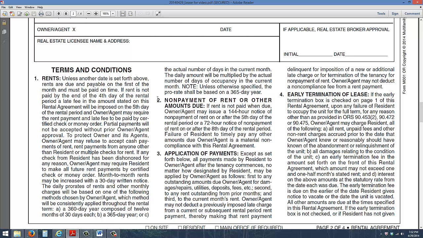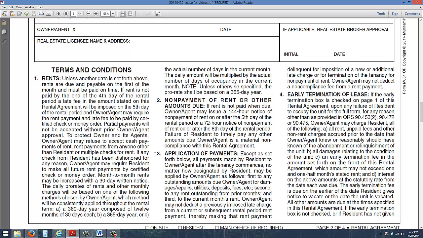Over here, section 2 deals with what happens if rent isn't paid. We can send you either a 144-hour notice or a 72-hour notice, or in some cases we may send you both. Basically, those notices will indicate that rent must be paid by the specified date, and if not, your rental agreement would terminate.